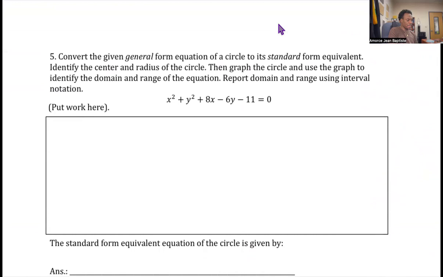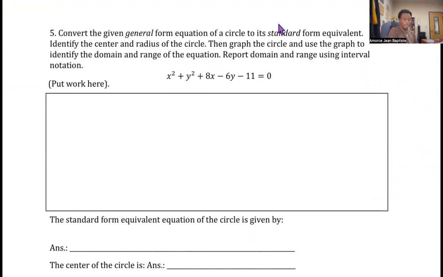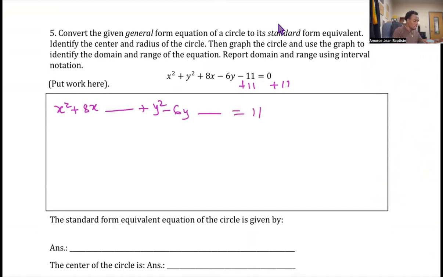Let's do another example of this, the same type of equation. So this one, x squared, I'm going to rearrange them and add 11 on both sides, plus 8x. Leave some room, plus y squared minus 6y, leave some room here, equals 11. Now we're going to complete the square by adding 8 divided by 2 squared, adding 6 divided by 2 squared, but we should add them on both sides as well.